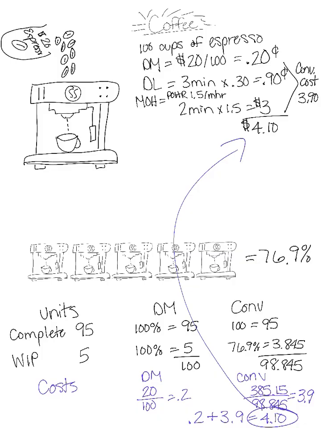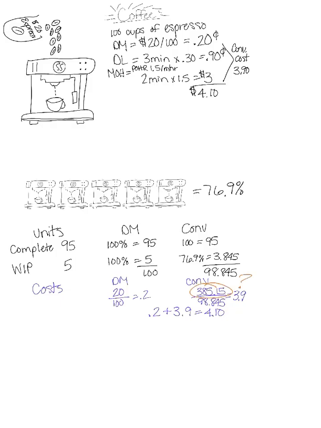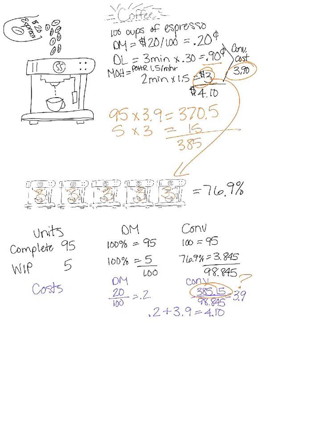So, where did that $385 come from? Earlier, we said that the conversion cost of a single shot was $3.90, $3 from overhead and 90 cents in direct labor. 95 cups times the $3.90 gets us $370. Now, for those other 5 cups, they've used the espresso machine, which means we need to allocate overhead. So we allocate $3 of overhead to every cup, costing us another $15, which gets us to the $385.50 of costs.